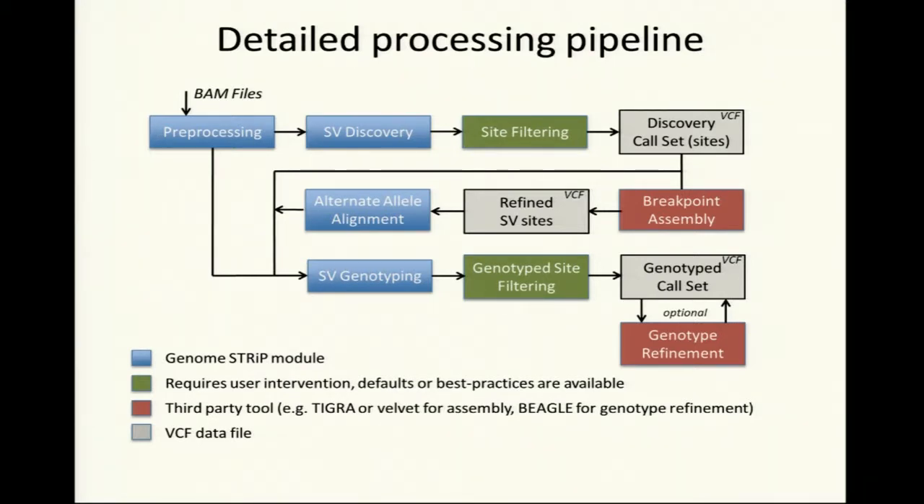Genome STRiP doesn't have a module to do breakpoint assembly, but if you want to use split reads in genotyping, you need to have base pair resolution breakpoints. So if you run a separate breakpoint assembler, then you can feed that into the genotyping pipeline, or you can genotype without having found exact breakpoints, in which case we'll just use read depth and read pairs to do the genotyping. And then we have a separate track for doing genotyping that can come from sites found by Genome STRiP or not.